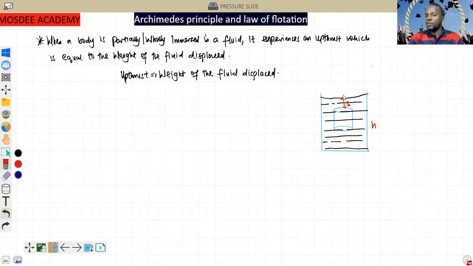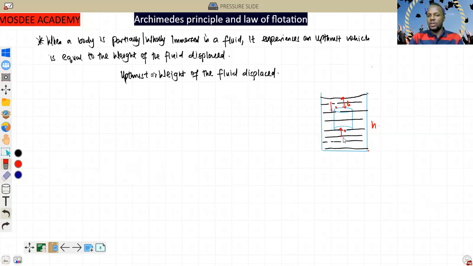If the buoyant force acts, we know forces act in different directions. At the middle here, we can take 2 points for understanding's sake. I'm just considering the point here and the point here. Now, force acts here because of the pressure. The force here acts in the upward direction. The force on top acts in the downward direction.